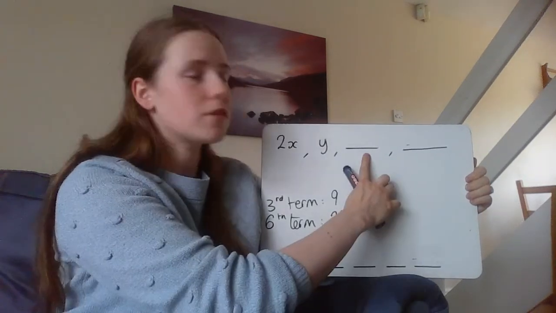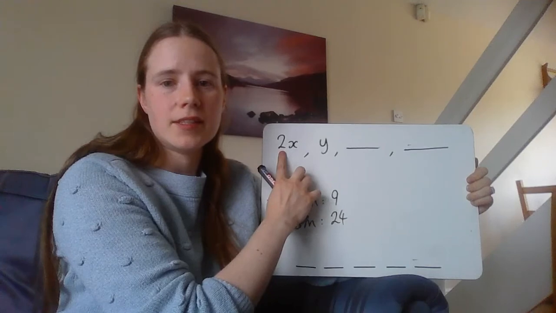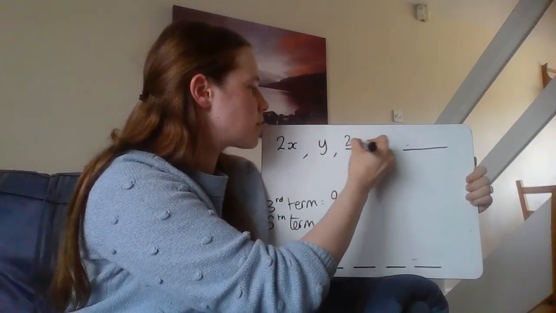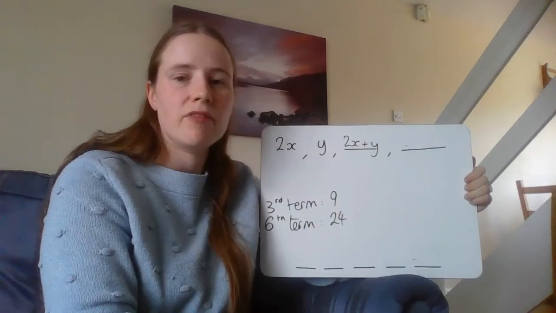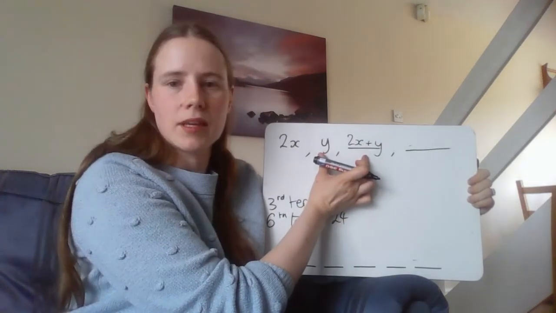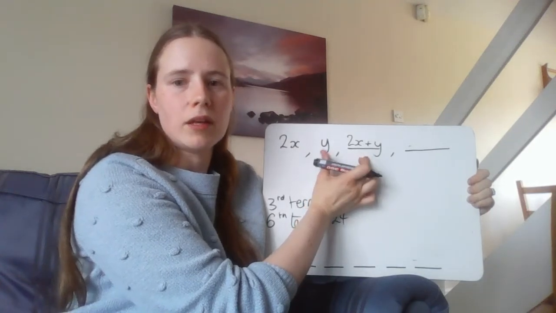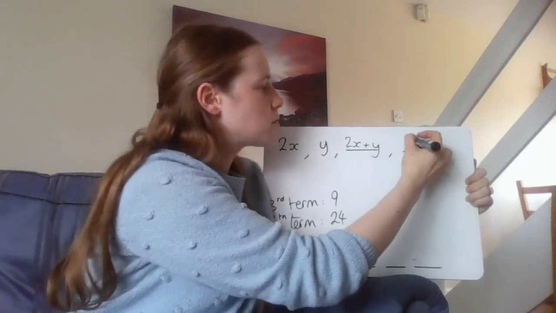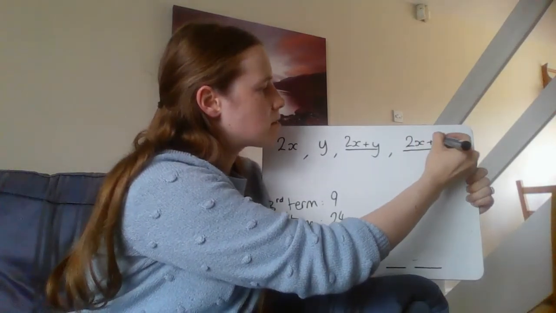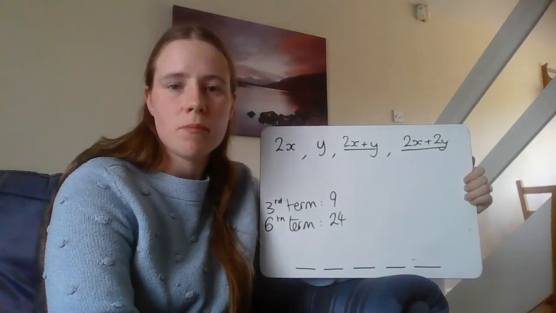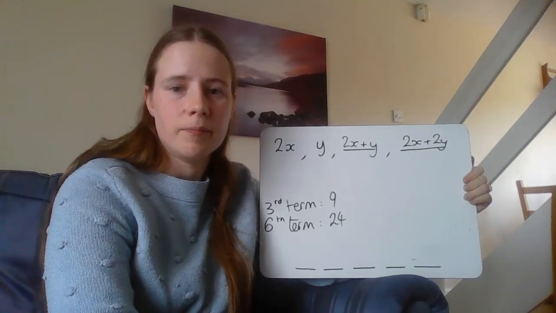So if I wanted the third term of this sequence, I need to add these together, so I'm just going to write 2x plus y. If I want the fourth term of the sequence, I'm going to add these two terms together. So I'm doing y plus 2x plus y, and then I'm going to simplify it. That will simplify to 2x plus 2y. So take your time with the algebra, don't panic, you can still work it through.